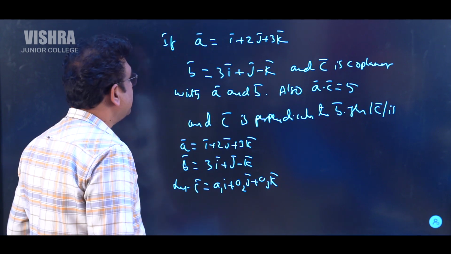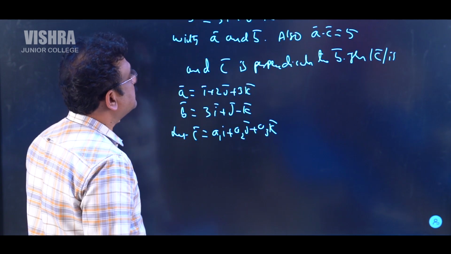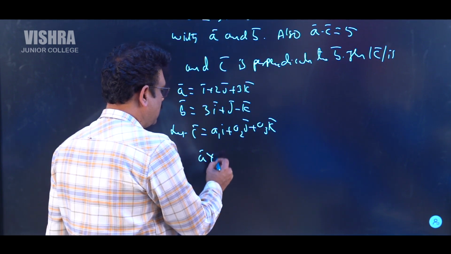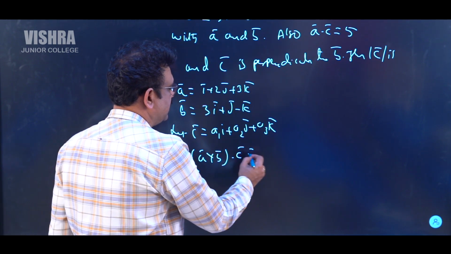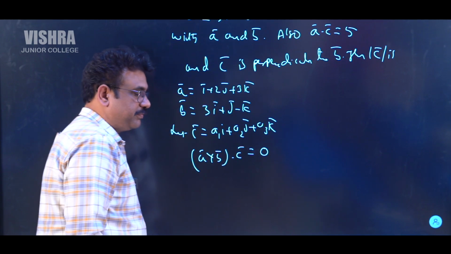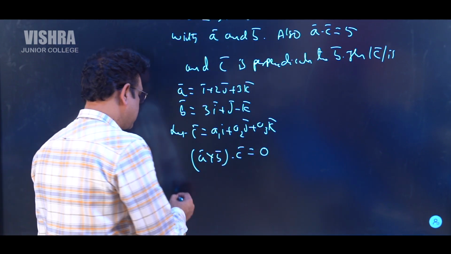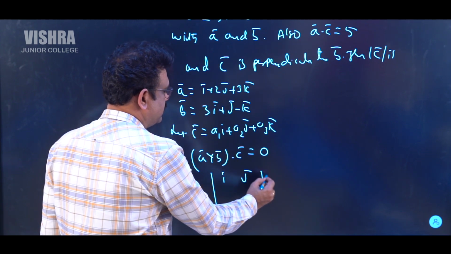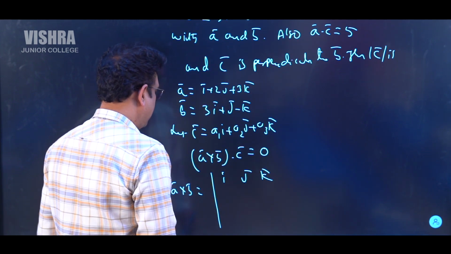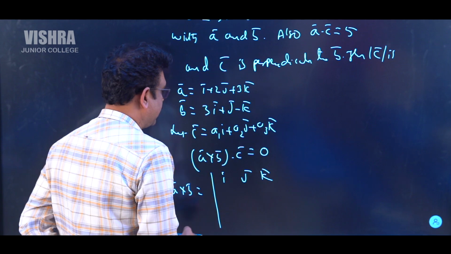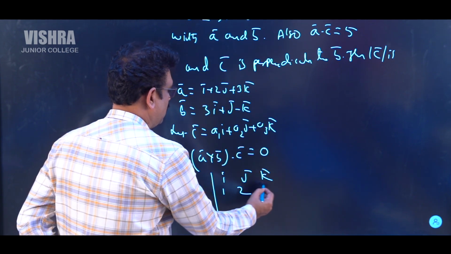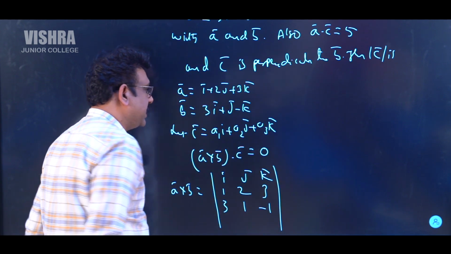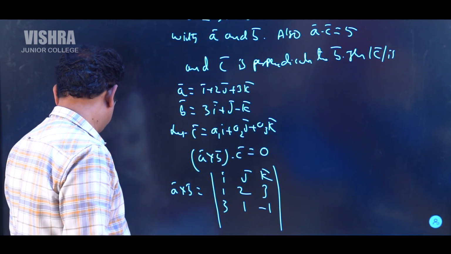Now the first condition is A bar, B bar, C bar are coplanar vectors. So A bar cross B bar dot C bar is equal to 0. Now find A bar cross B bar. A bar cross B bar equal to the determinant of I bar, J bar, K bar; 1, 2, 3; 3, 1, minus 1.